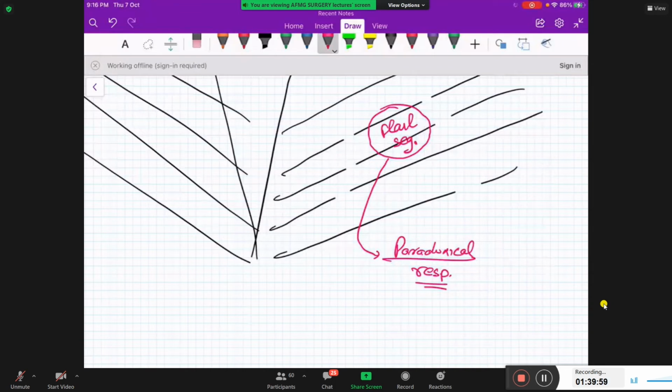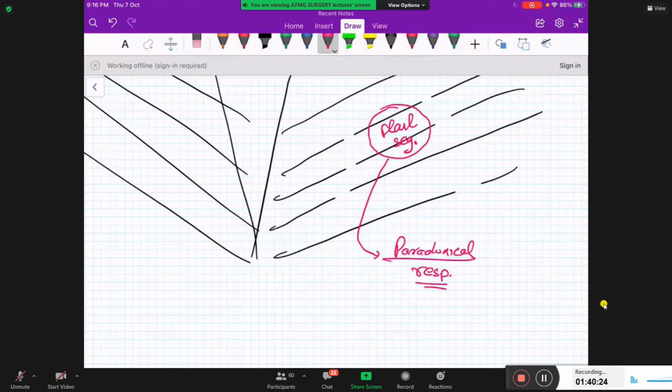Normally the ribs get elevated on inspiration and fall on expiration. This segment on inspiration will dip down instead of elevating, and on expiration it will elevate. So it will move paradoxically to normal. Since it is moving paradoxically to normal, this is called paradoxical respiration.